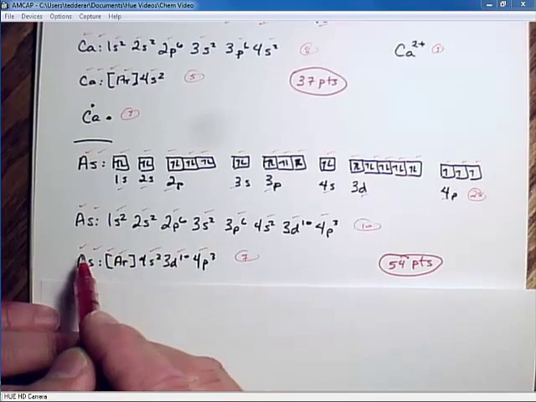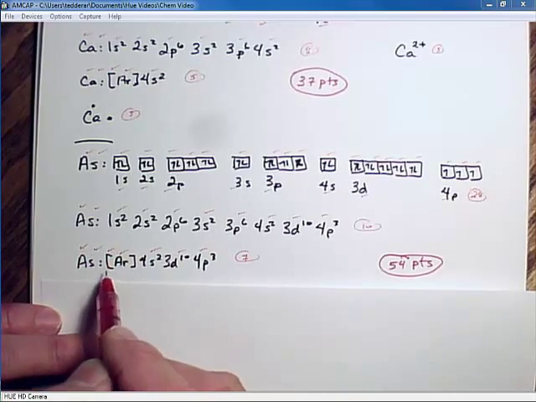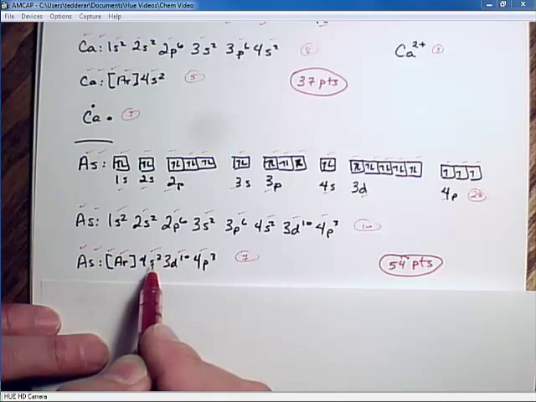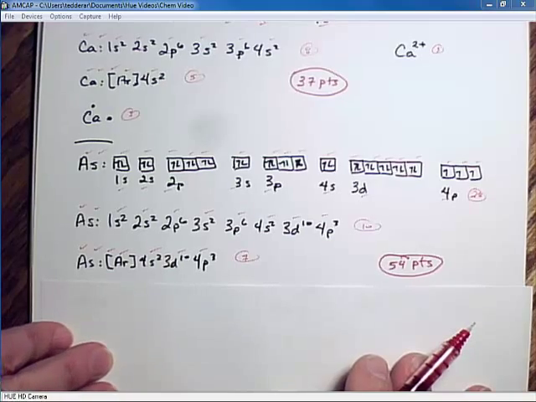And so when you count up everything, element symbol a point, colons a point, brackets a point, argon symbol a point, 1, 2, 3 more points, that's 7 total. Okay?